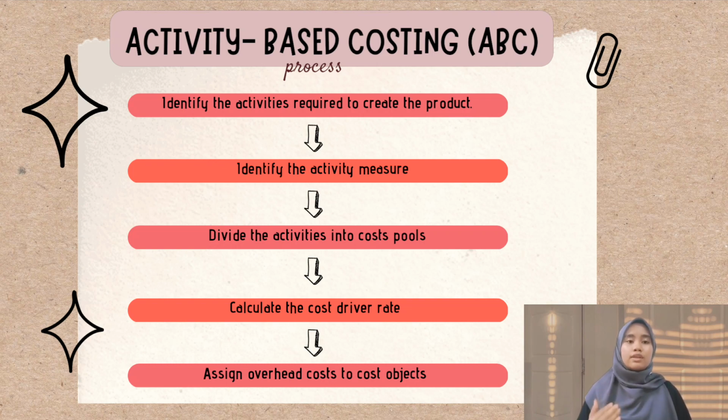After deciding the activity measure, divide the activities into cost pools, which include all the individual costs related to the activity such as manufacturing costs. Calculate the total overhead of each cost pool to finalize this step. The next step is to calculate the cost driver rate by dividing the total overhead in each cost pool by the total cost drivers. And the last step is to multiply the cost driver rate by the number of cost drivers to assign the overhead cost to the cost object.